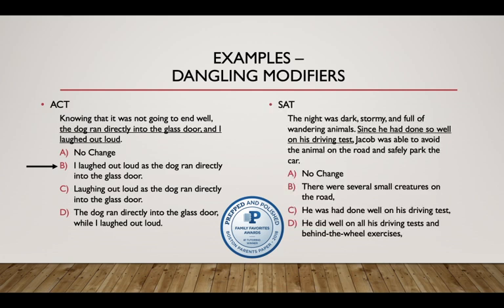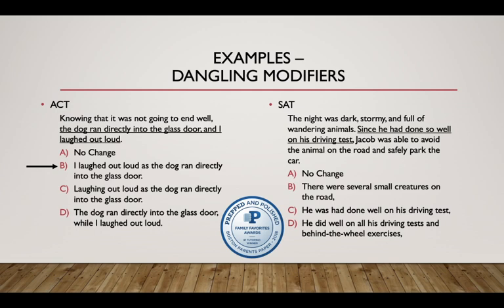So we've got another example from the SAT. The night was dark, stormy, and full of wandering animals. Since he had done so well in his driving test, Jacob was able to avoid the animal on the road and safely park the car. Now, we have: since he had done so well in his driving test, there were several small creatures on the road. He had done well on his driving test, and he did well on all driving tests and behind the wheel exercises.